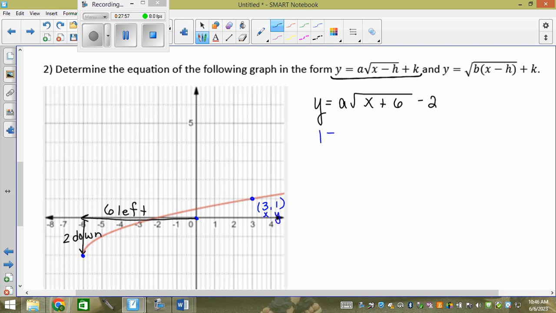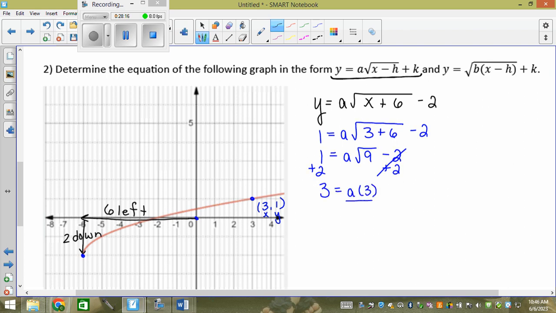So I get 1 equals a square root 3 plus 6 minus 2. 1 equals a square root 9 minus 2. Add my 2 over. And I get 3 equals a times 3. Divide by 3. A equals 1. So I get y equals 1 root x plus 6 minus 2.